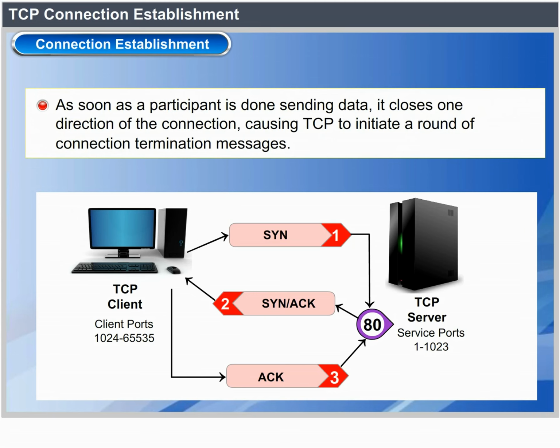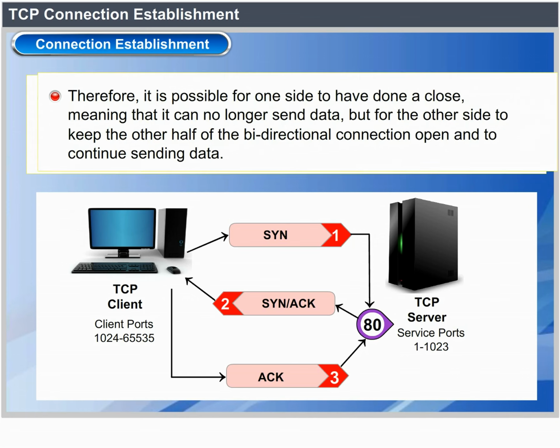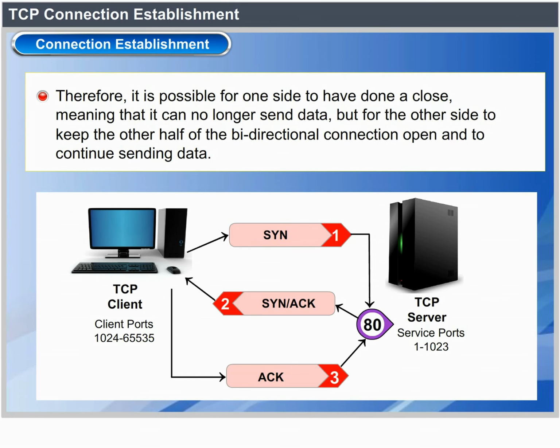While connection setup is an asymmetric activity, one side does a passive open and the other side does an active open, connection teardown is symmetric. Each side has to close the connection independently. Therefore, it is possible for one side to have done a close, meaning that it can no longer send data, but for the other side to keep the other half of the bidirectional connection open and to continue sending data.